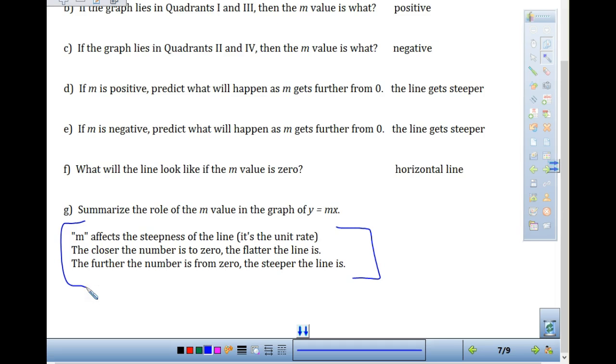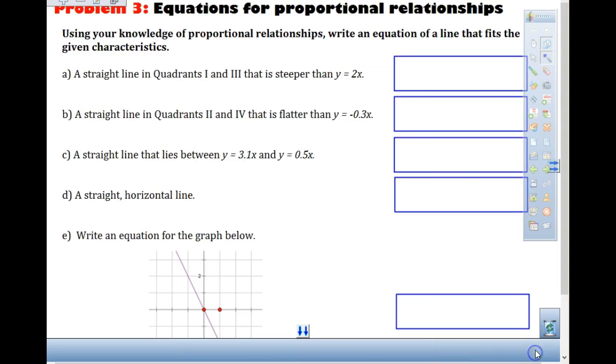I'll give you a minute to write that down before we go to the bottom half. So make sure you're writing all of this. And again, this will be on the daily planner if you need to take a look at the notes, okay? M gets steeper as it moves farther from 0, closer to 0, a flatter line.